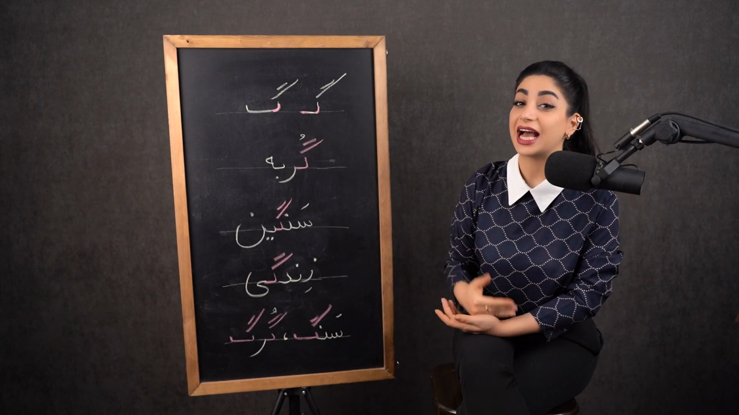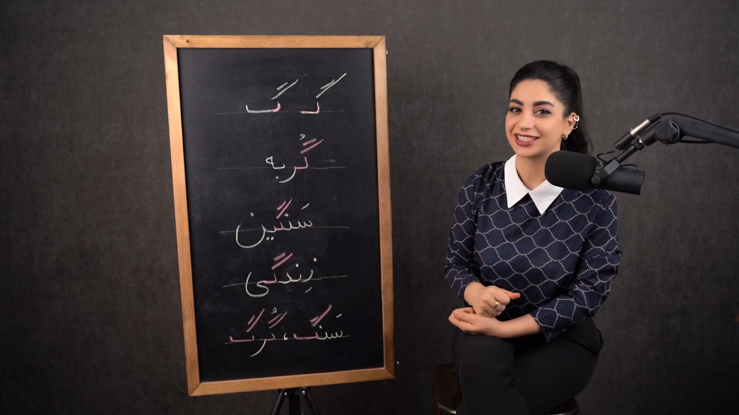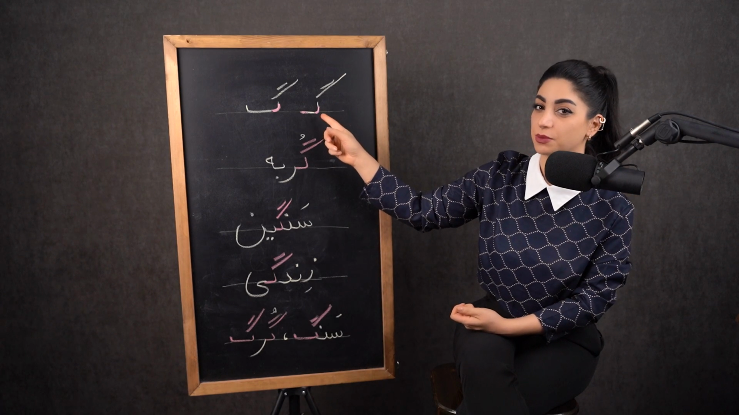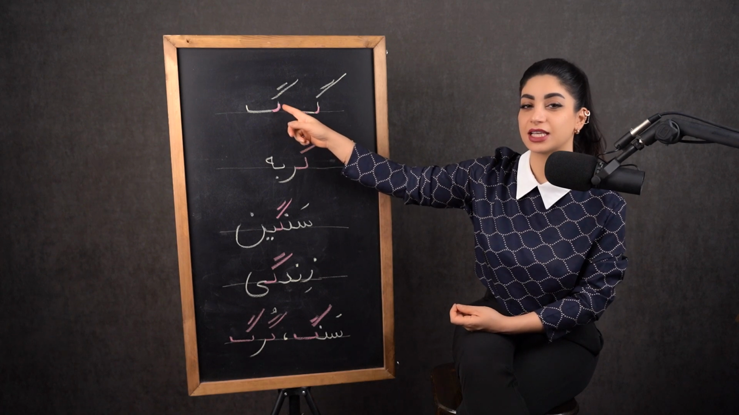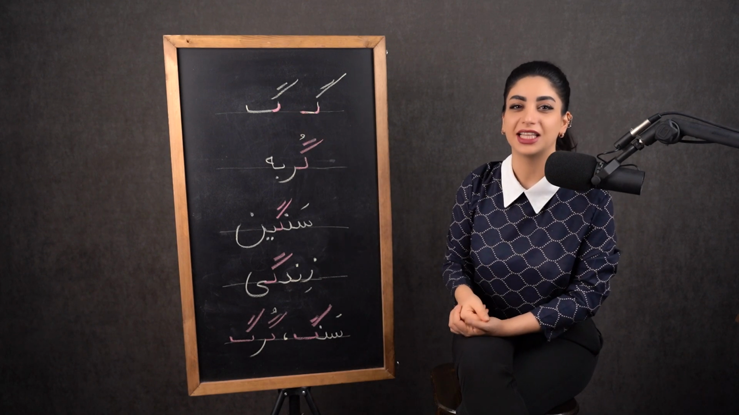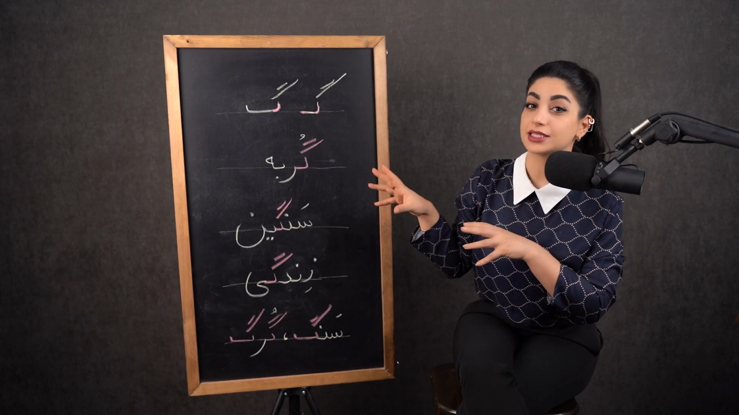This one comes at the beginning or in the middle. This one comes always at the end. This one attached from here and always from here. This one sometimes attached from here, sometimes comes alone. Now let's go and see how they look like in the actual words.